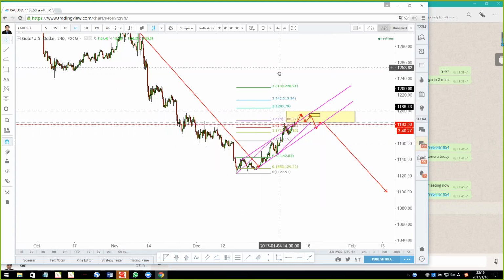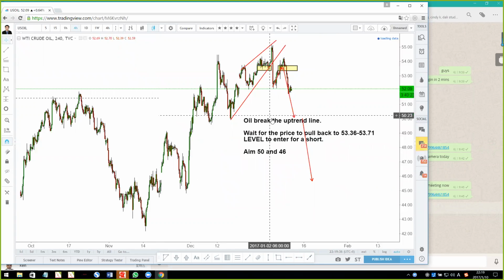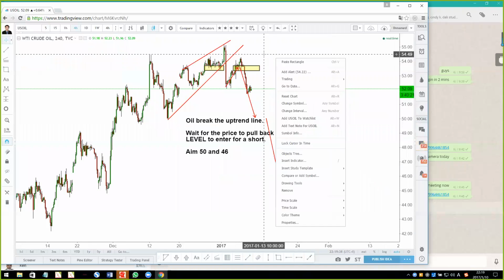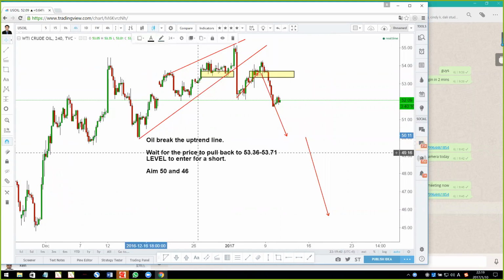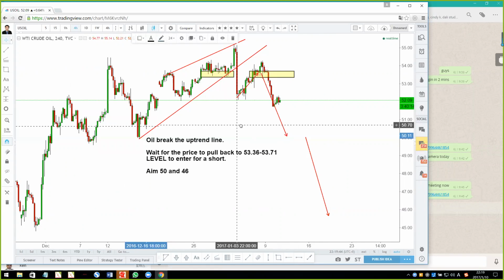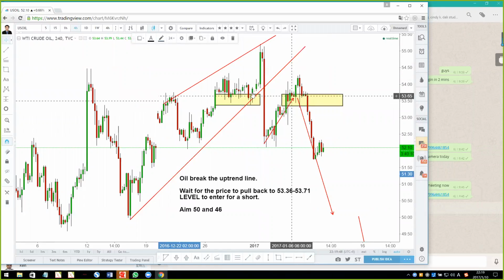Okay, so this is gold. Okay, let's talk about the oil. The last time we had a strategy. Okay, wait for the oil to pull back to the structure.